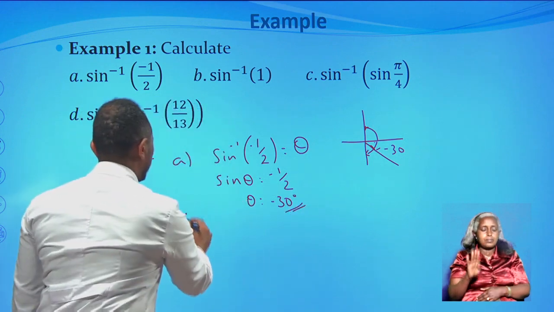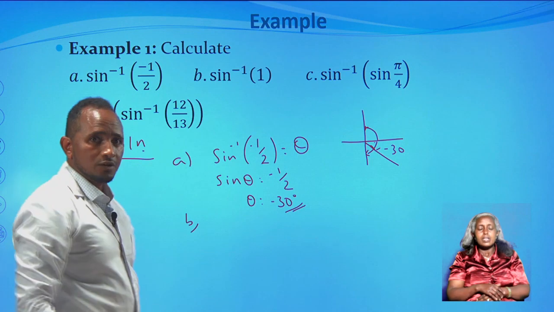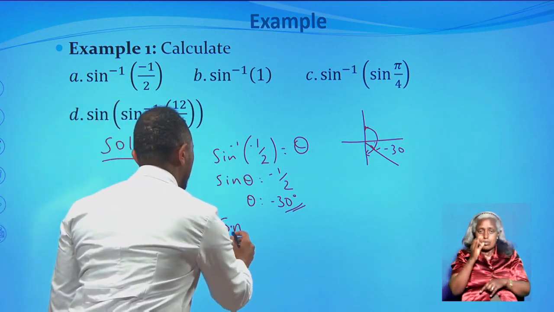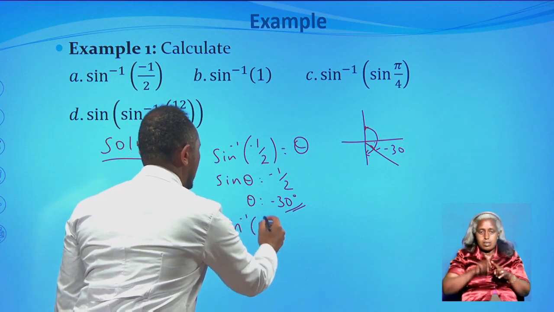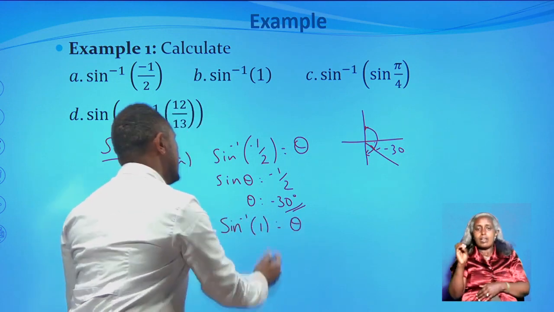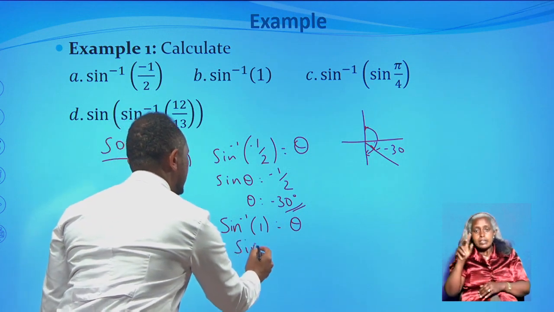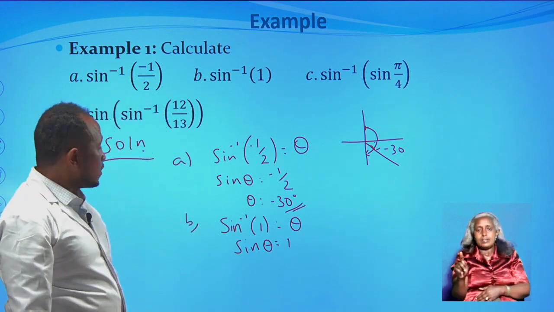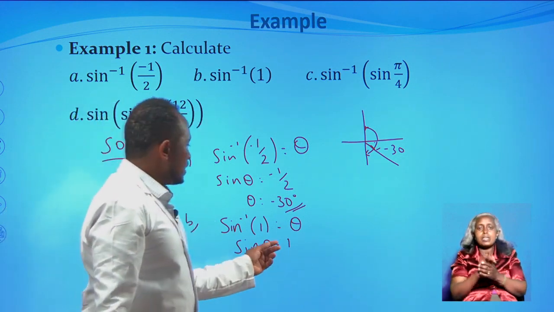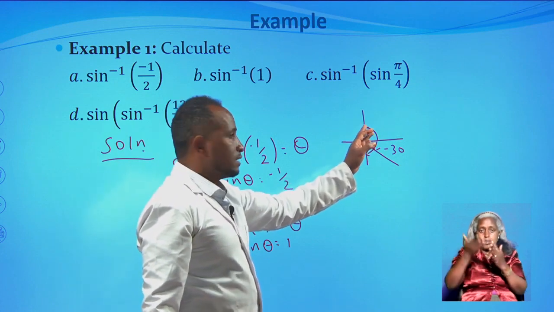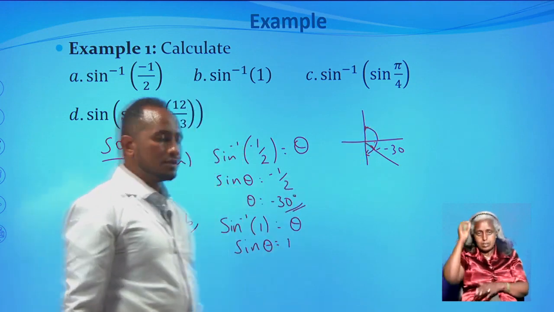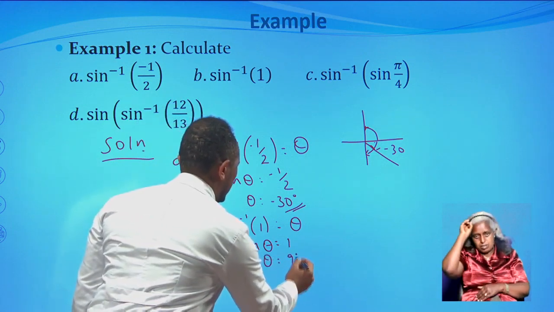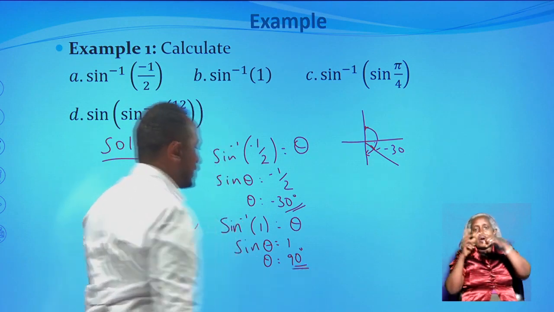Okay, B, sine inverse of 1. Assume it is to be theta. So sine theta means it is 1. Sine theta is 1 on this interval at 90 degrees. Therefore, theta is this 90 degrees, or it is pi over 2 in terms of radians.